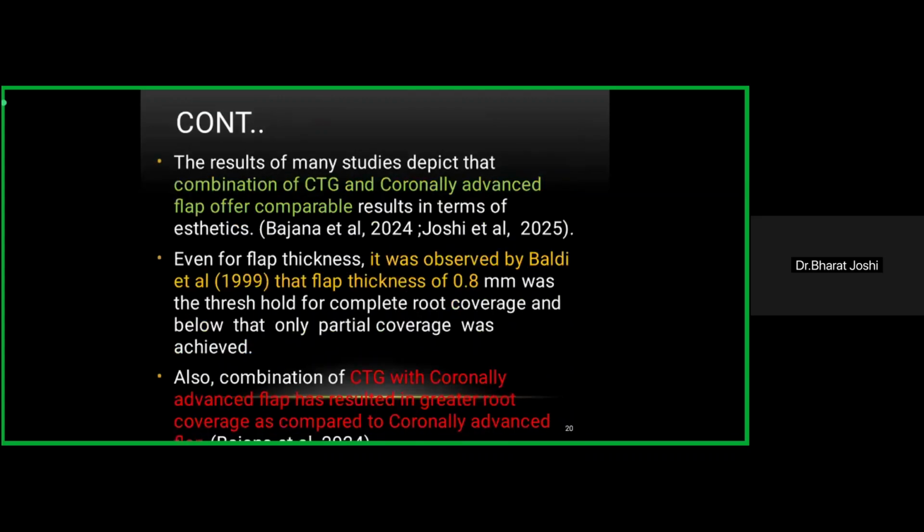Now, the results of many studies show that connective tissue graft and coronally advanced flap, as earlier mentioned by Langer and Langer, still form the gold standard for root coverage. And it was found by Baldi et al. that 0.8 mm is the threshold, which means that if the flap thickness or gingival thickness is less than 0.8, there may be chances of only partial coverage, whatever the level of gingival recession. So it can be concluded that connective tissue graft along with coronally advanced flap provides good advantage compared to simple coronally advanced flap.